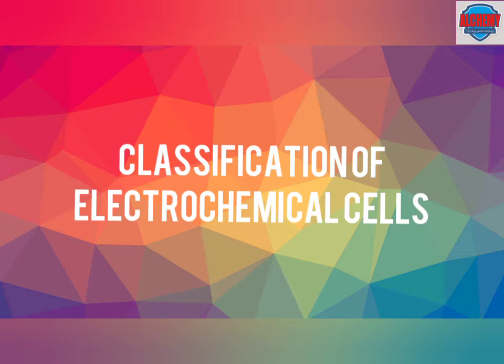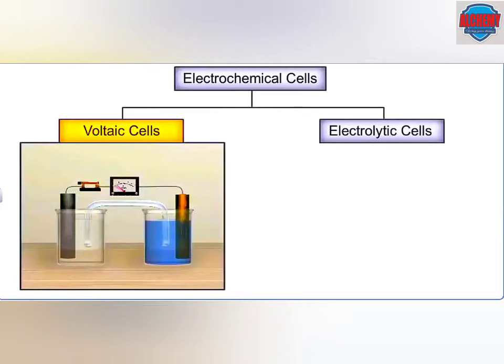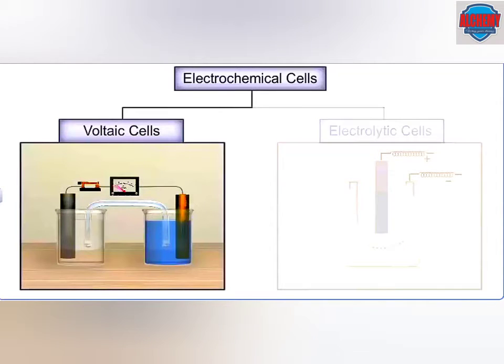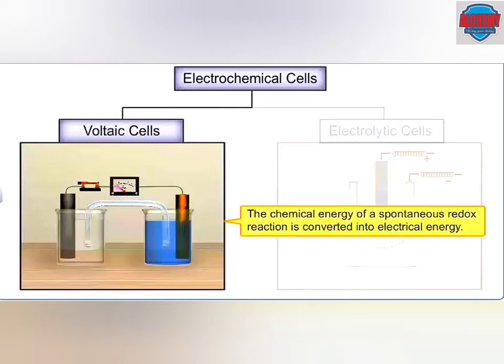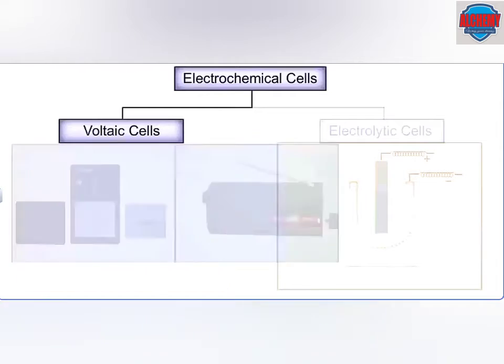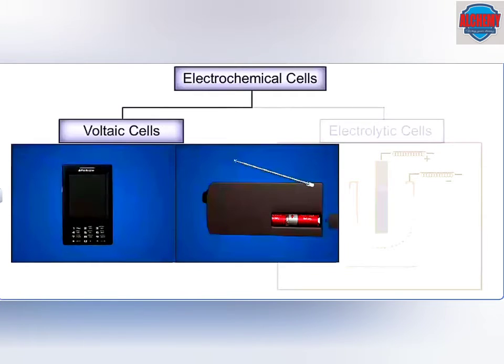Now we will discuss classification of electrochemical cells. The electrochemical cells are classified into two: voltaic or galvanic cells and electrolytic cells. In voltaic cells, the chemical energy of a spontaneous redox reaction is converted into electrical energy. They are also called galvanic cells. The voltaic cells play a key role in our day-to-day life, for example, powering our mobile phones, radios, TV remotes, etc.